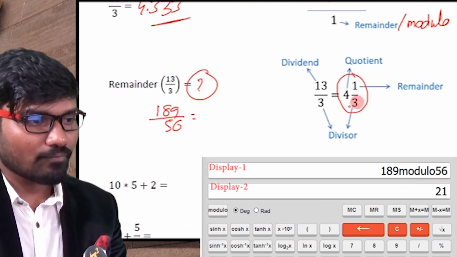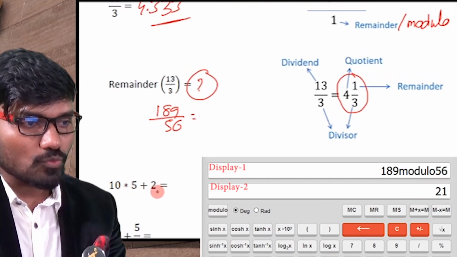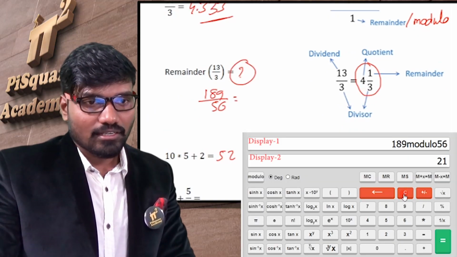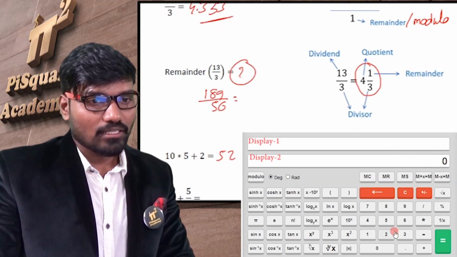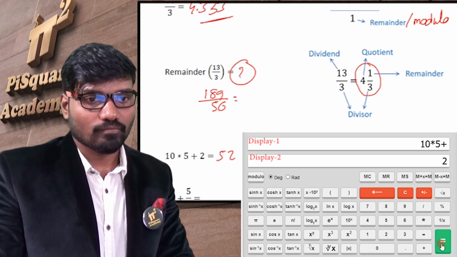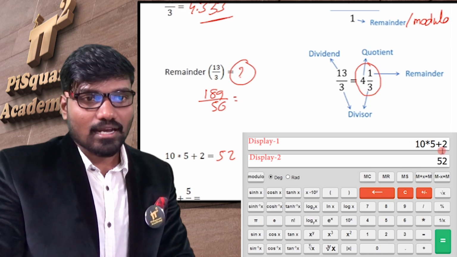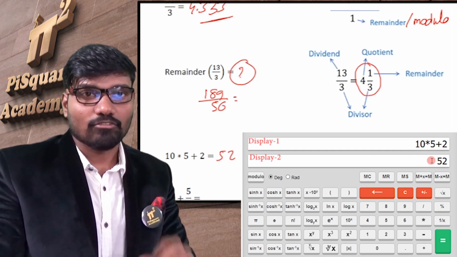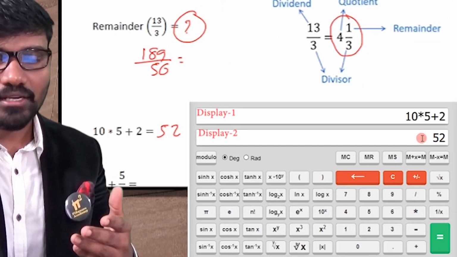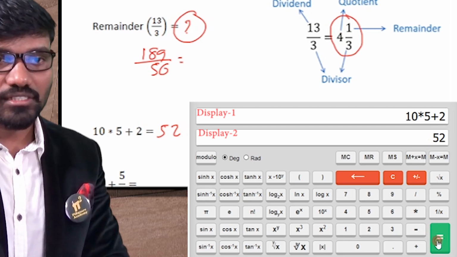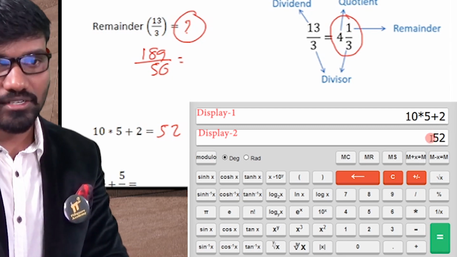Let's go for the next operation. 10 into 5 plus 2. Okay, so how much is this? 52. Let's see how to perform this. Clear always. Okay, always clear. Then 10 into 5 plus 2. That's it. See here. I said display 1 will hold the equation you entered. Display 2 will have 3 functions: the entries you make, initial result and final result. Always double click to see the final result. Okay, this is 52, the final result.